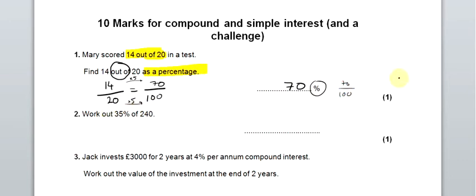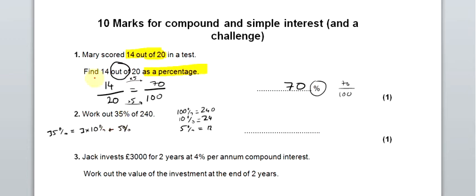35% of 240. Okay, well, again, 100% is 240. 10% is 24. And 5% is half of 10%, so it's 12. And I'm not going to work out 1%, that's because I can see I can make 35% out of 10s and 5s. So 35% is 3 lots of 10% plus a 5%.